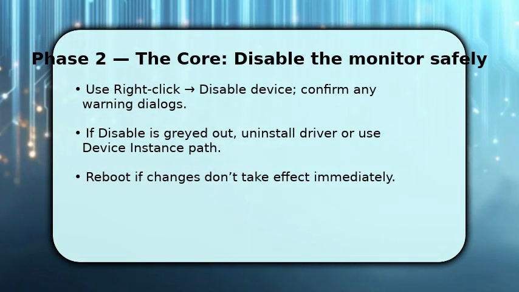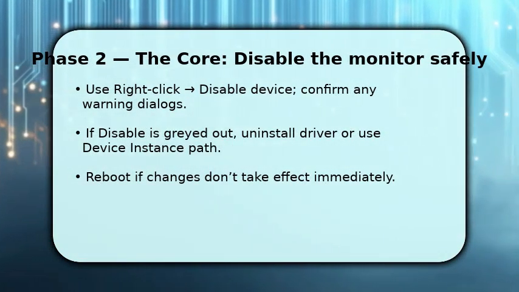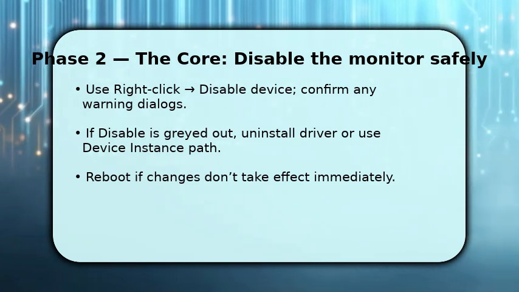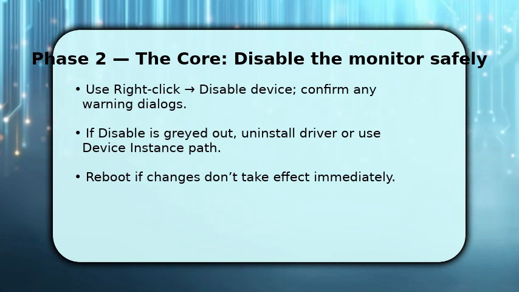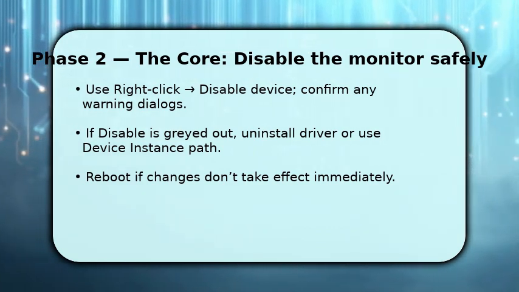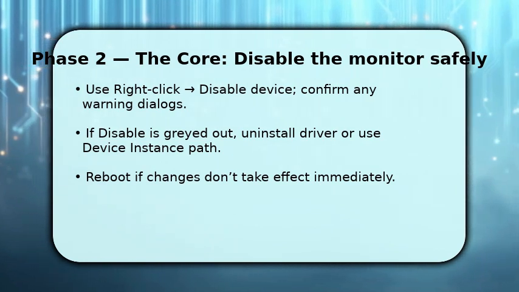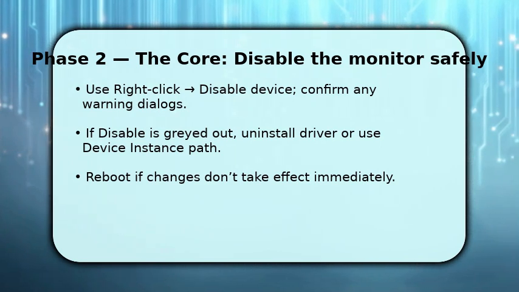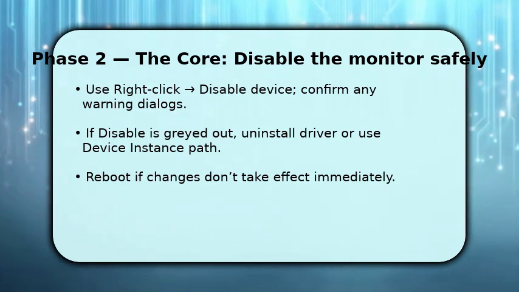You proceed by right-clicking the identified monitor and selecting Disable Device. Accept the confirmation prompt. This prevents Windows from using that monitor. If Disable is grayed out, use Uninstall Device and check Delete Driver Software if you truly want it removed. Otherwise, retrieve the device instance path from details to target it with DevCon or scripts.